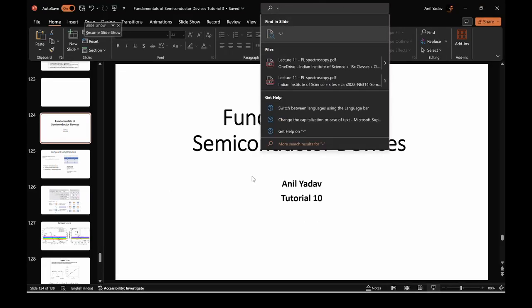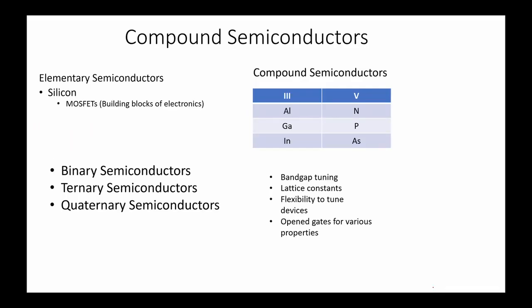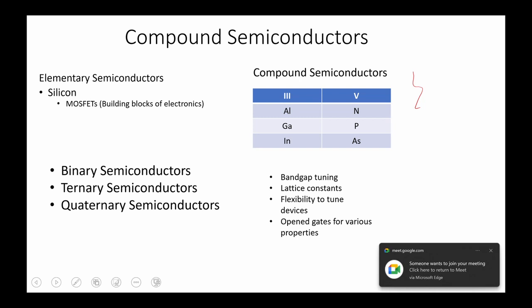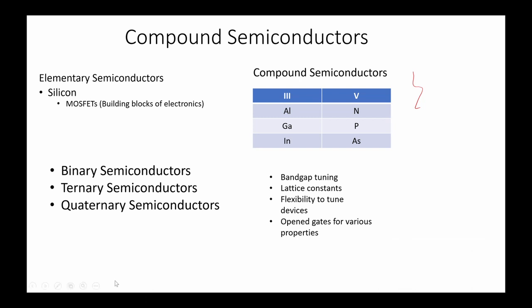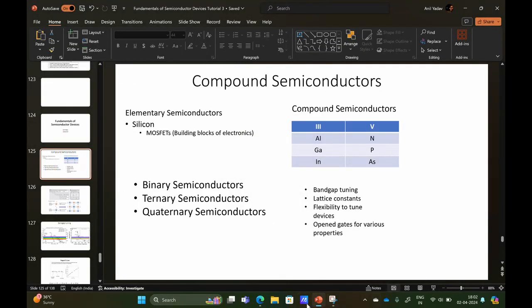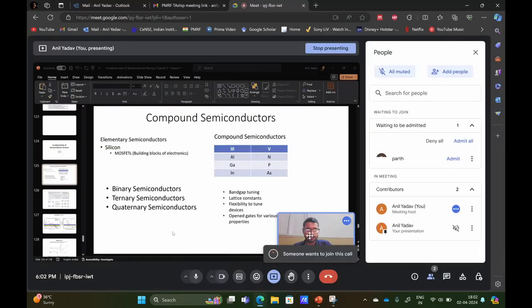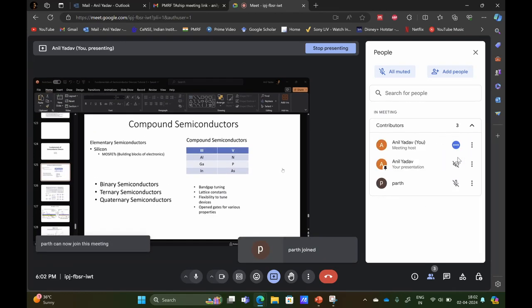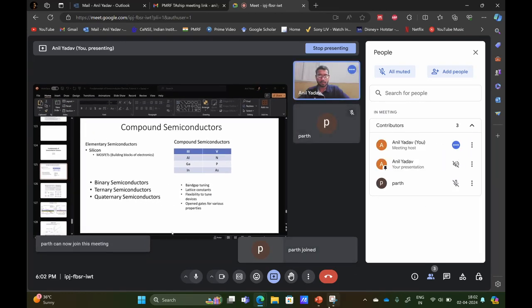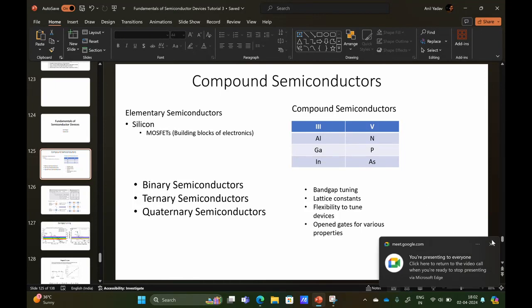So, just okay. Let me check when someone wants to join the meeting. So let us see. Start and admit. Okay.